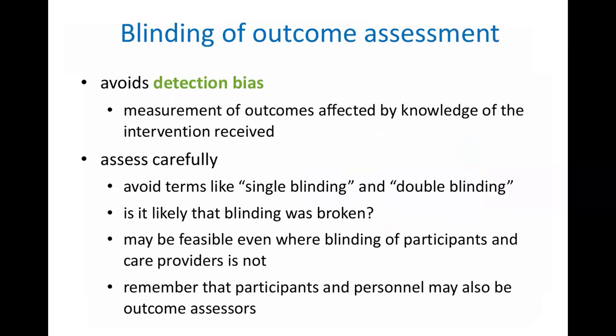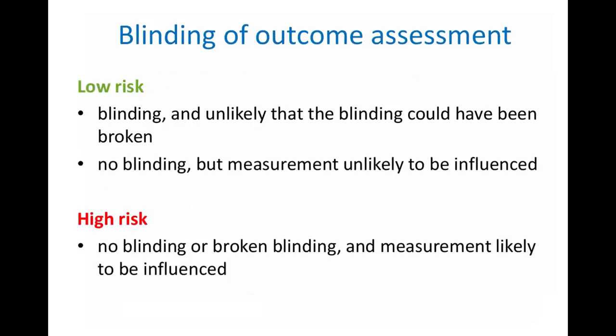This is part of detection bias: avoiding detection bias. The measurement of the outcome may be affected by knowledge of the intervention received. So avoid, as I already told you, terms like single blinding or double blinding. Don't believe in those terms. Rather, evaluate yourself, and remember that many times the participants or personnel are also the outcome assessors. Next slide.